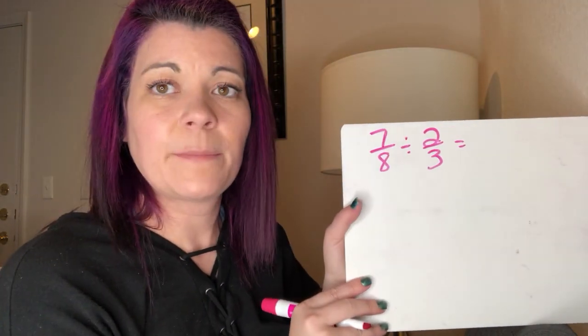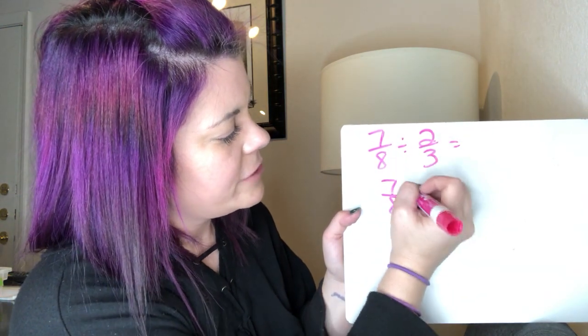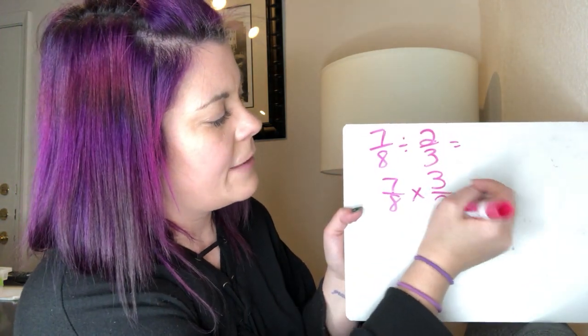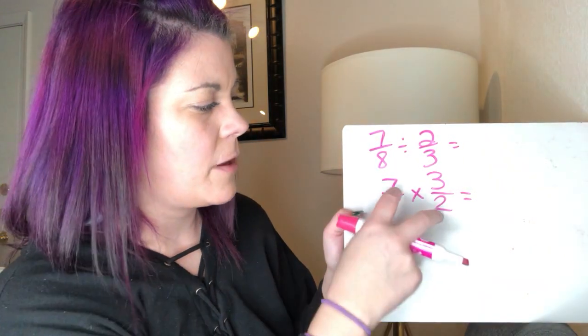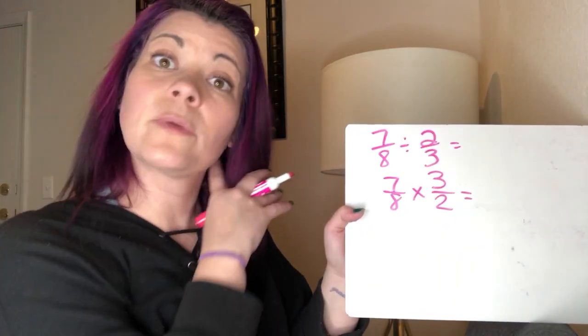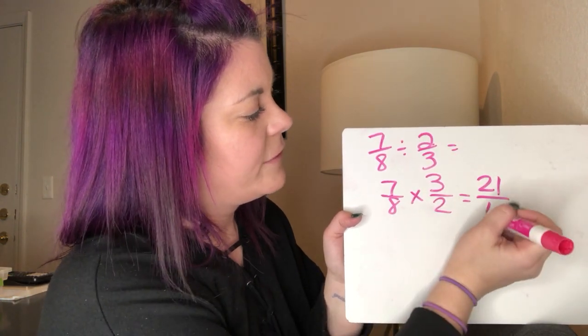Let's do one more. 7/8 divided by 2/3. Again, we're going to keep, change, flip it. So 7/8 is kept. Division becomes multiplication. And then we flip the second fraction, 3/2. So then we just do our multiplication. I'm going to see if I can reduce within the problem. 7 and 2, no common factor. 8 and 3, no common factor, so I can't reduce within the problem. So 7 times 3 is 21. 8 times 2 is 16.